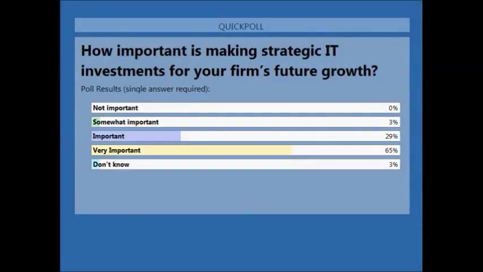Yep, so the results are in. 0% for not important. Very important is a clear winner at 65%. And important is 29%. So it's not surprisingly the majority. So maybe we're on to something. Yep, absolutely.